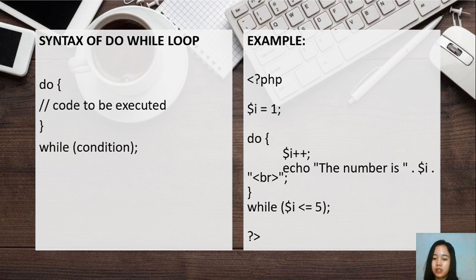Then it goes back and enters the condition. The value of the variable is 6. 6 less than or equal to 5. So, false. It is not equal, and 6 is not less than 5. So, false. The loop stops.